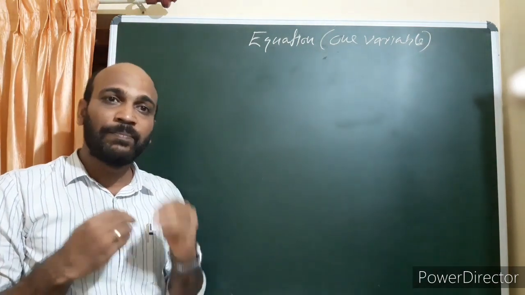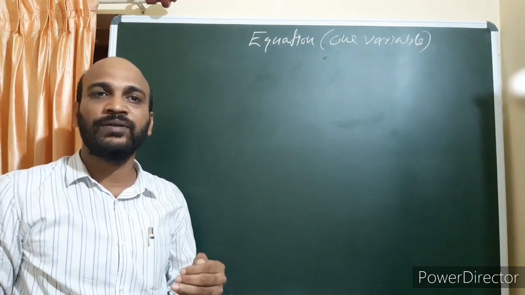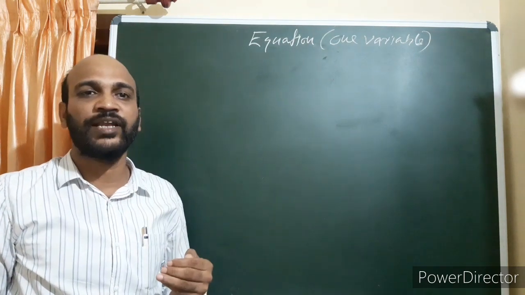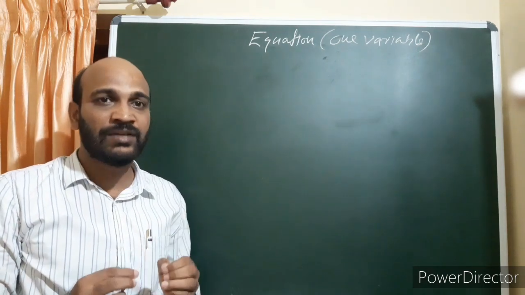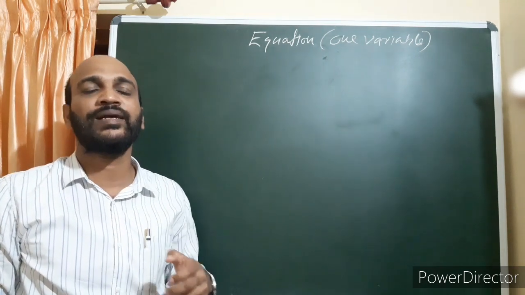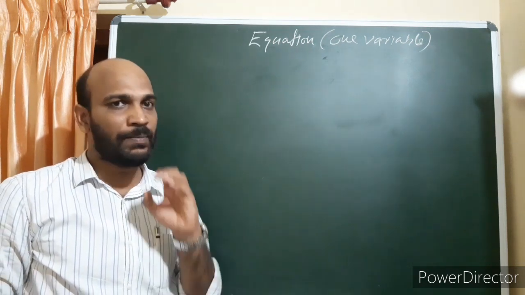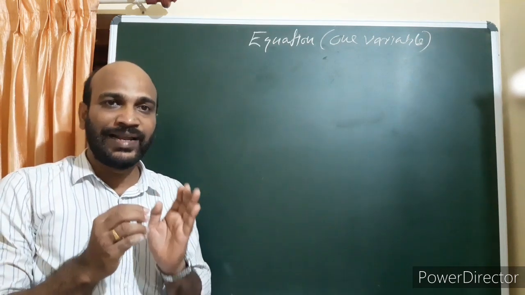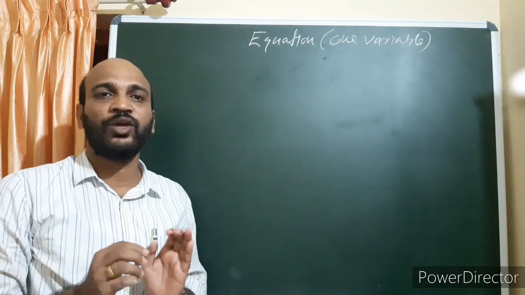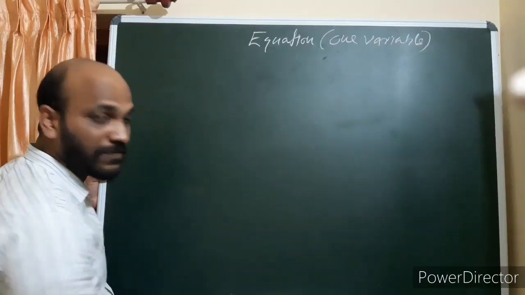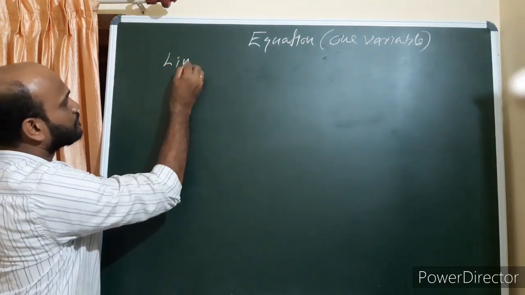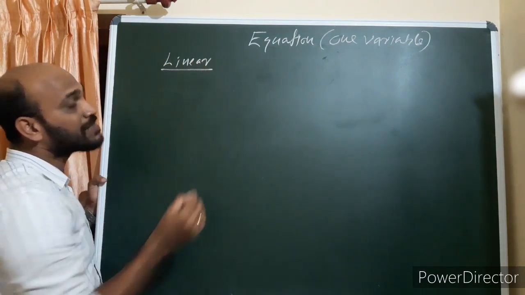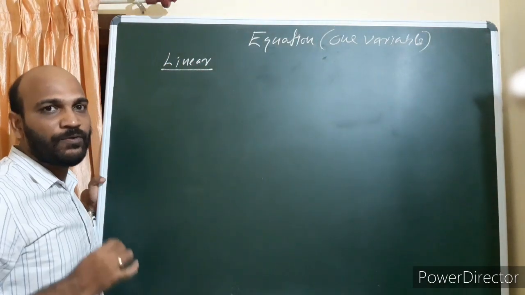An equation in one variable can be a linear equation in one variable, a quadratic equation in one variable, or a cubic equation in one variable. In this section we will concentrate more on the cubic equation in one variable, but I will tell you what a linear equation in one variable and a quadratic equation in one variable are. First one is the linear equation in one variable. Linear means the power of x should be 1.